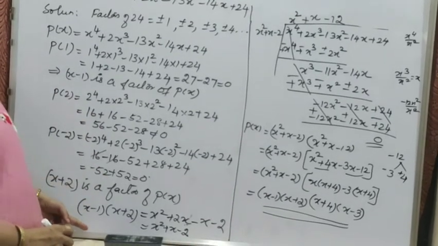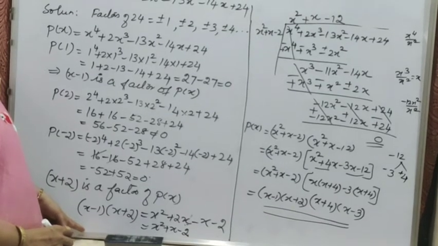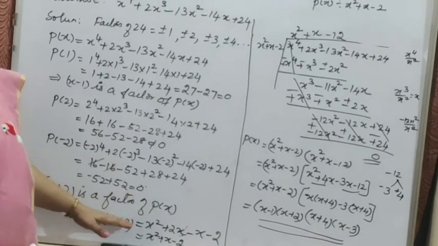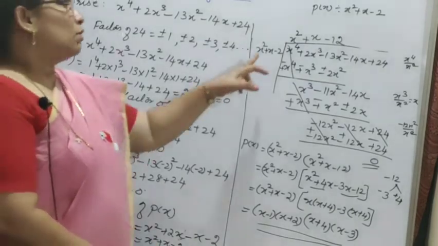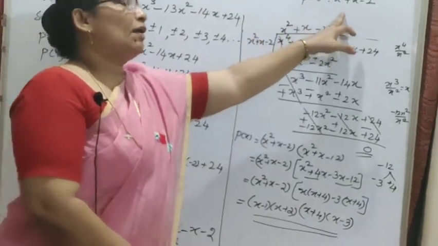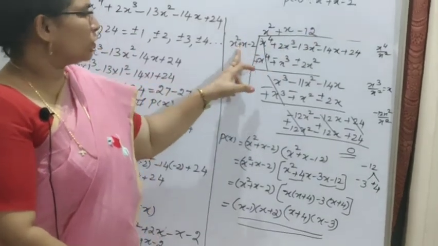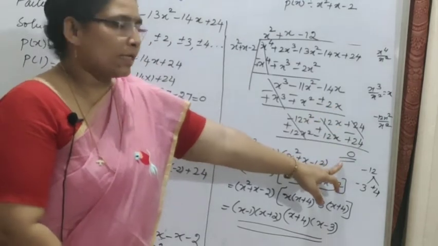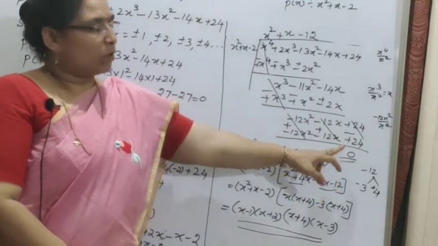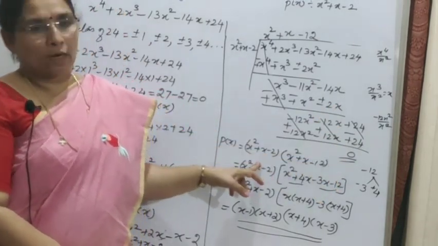What is the next step? Take the product of those factors. This is the first step. Once we get the product, that will be the divisor for the second part. What is the second part? P of x is to be divided by the divisor. So x square plus x minus 2 is a factor. Our division process is correct. Then the remainder is 0. Now after that, the division algorithm property.